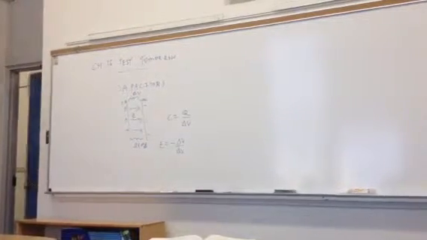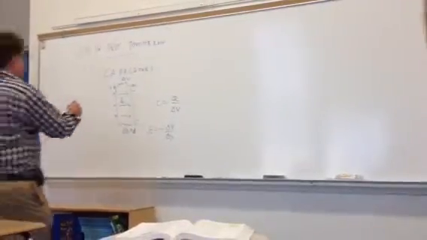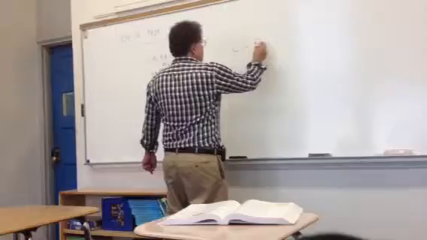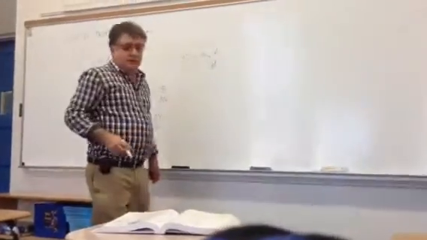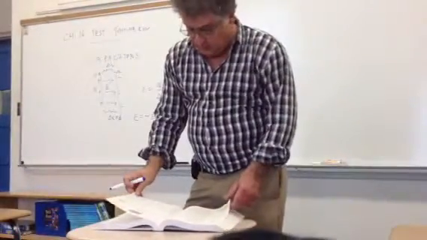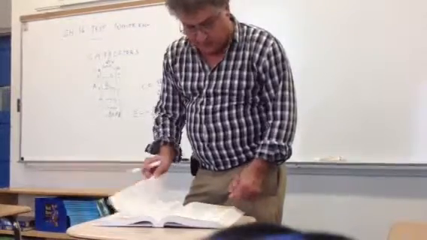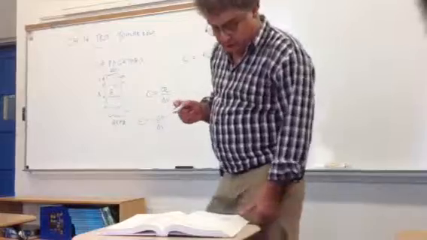Okay, so the capacitance of the capacitor can be written as epsilon naught A over D. A is the area of the plate. Epsilon naught is a number, and you're not required to remember it because you're given all the constants for your APs. The number is 8.85 times 10 to the minus 12.